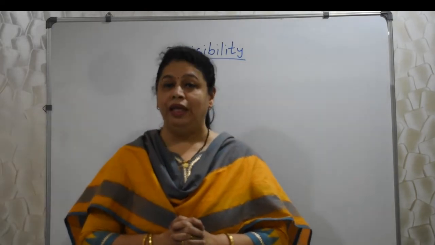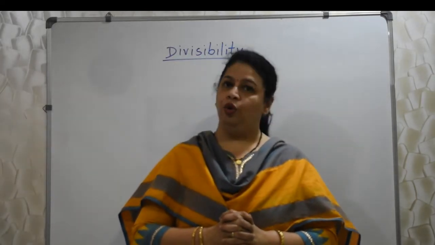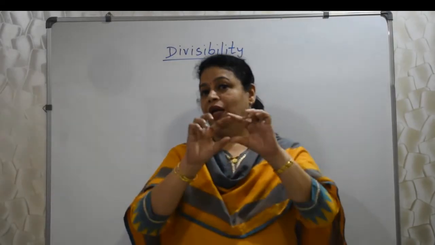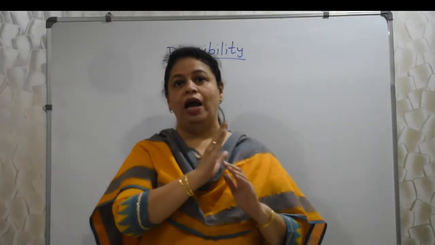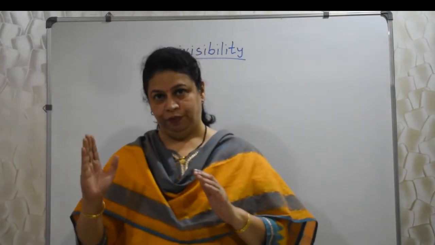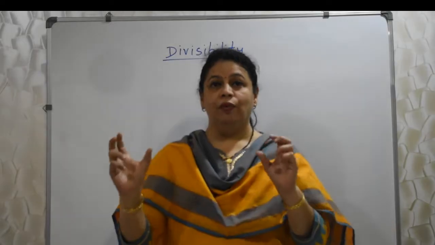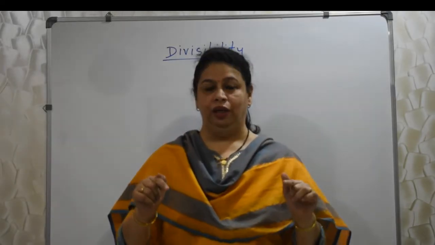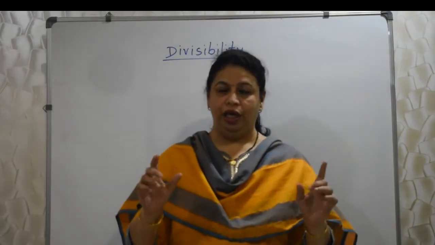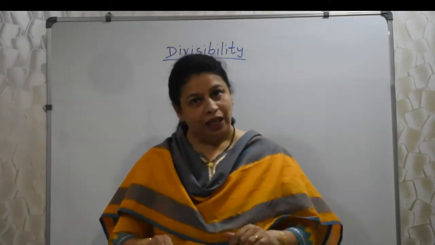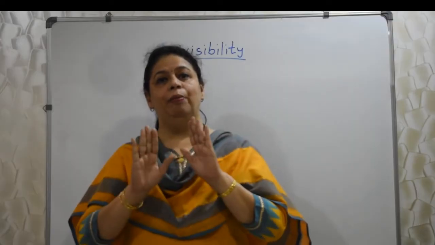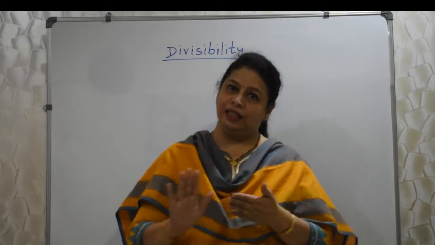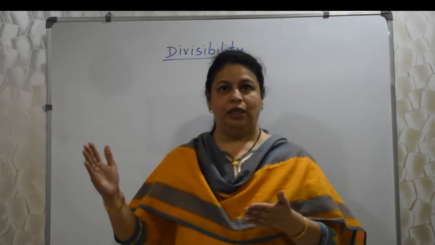Divisibility of 3, very interesting. You all know that, but still I will explain once again. Whatever number has been given to you, you have to add all the digits of that number. Whatever sum you get, if that sum is completely divisible by 3, when you divide that sum by 3 and you get remainder 0, then the given number is divisible by 3. So simple. Divisibility of 9 is exactly the same. We will go step by step.